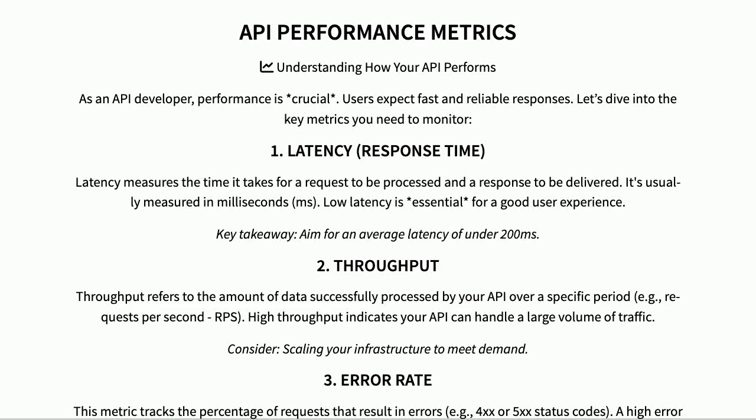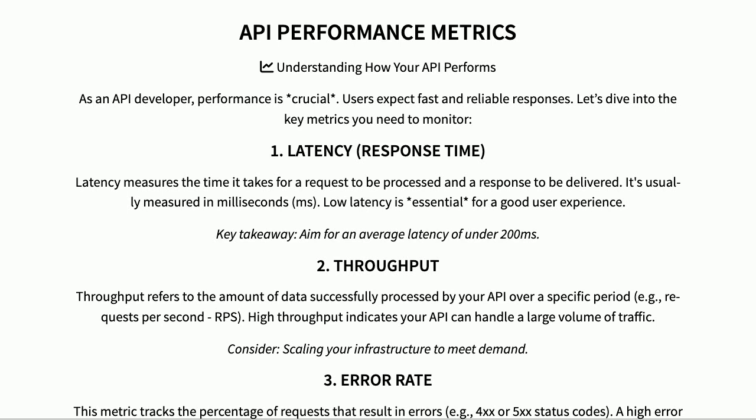Okay, let's talk about how we measure if an API is actually good. We don't just look at whether it works, we need to know how fast it works. First up is latency, the time it takes for your API to respond to a request. Think of it like waiting in line, you want it quick. Then there's throughput, which is essentially how much work your API can do in a given time frame, measured in requests per second.